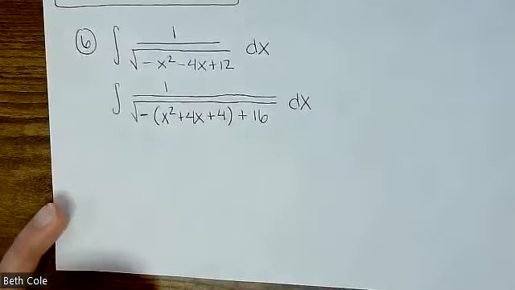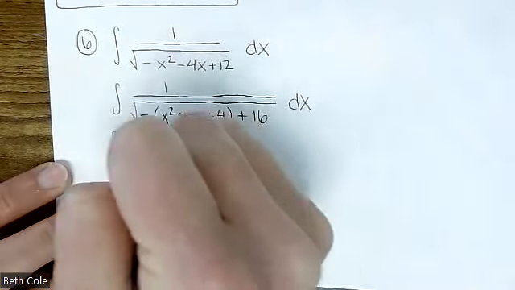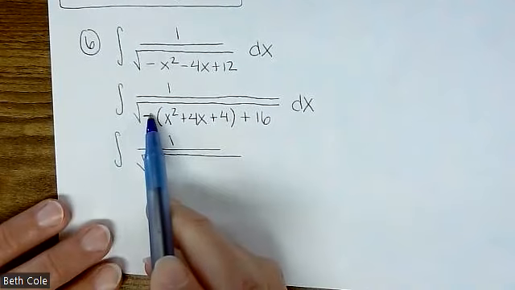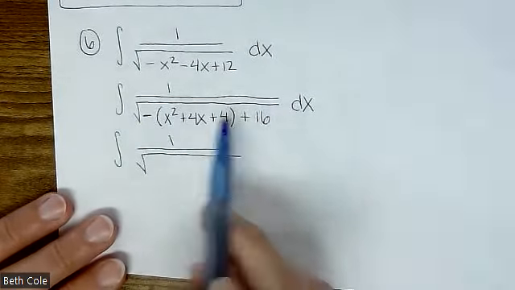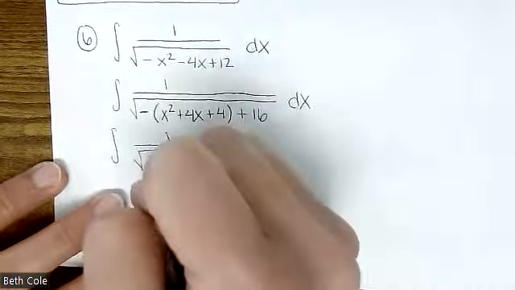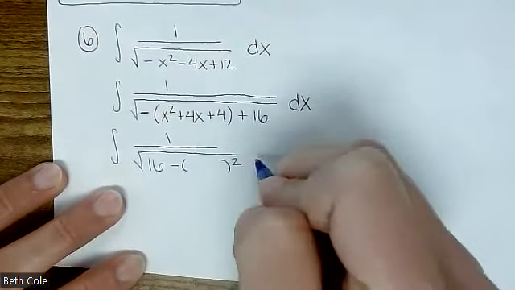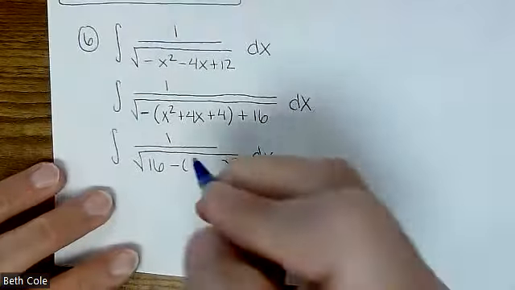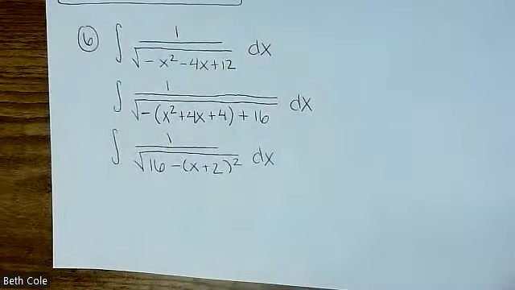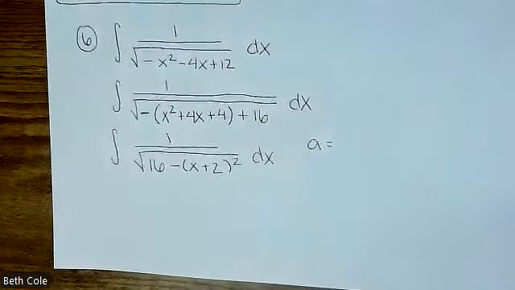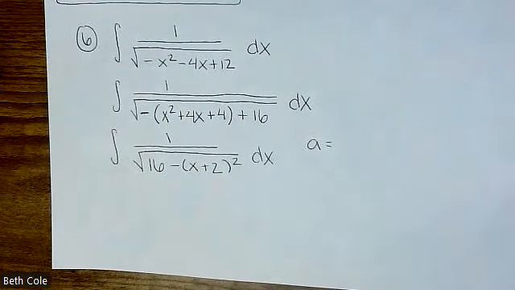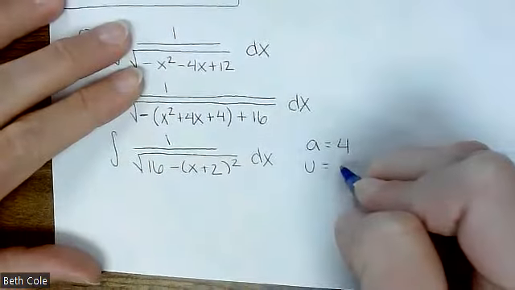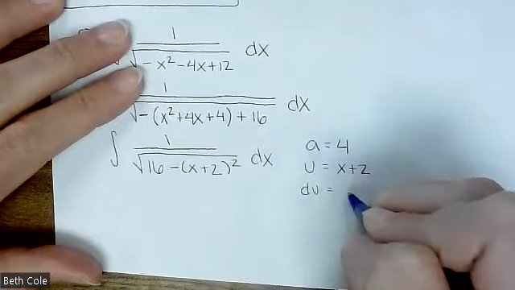Right, so now it's gonna be 1 over a gigantic square root. Do you see how this is negative out front? I'm gonna write it the other way around. So I'm gonna write 16 minus something squared so that it'll look like our pattern. And it'll be what in those parentheses? x plus 2. Good. So what's A? 4. Good. U is x plus 2, du is just dx.